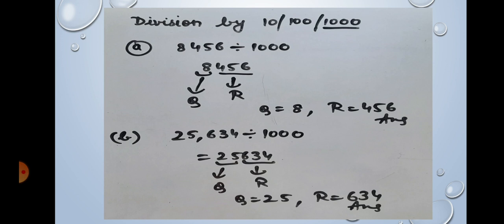Now the second example, 25,634 divided by 1000. Here again we write down the number first and underline the 3 digits starting from the extreme right side. So the underlined digits are 634, which is called the remainder, and what is left, which is 25, is called the quotient.